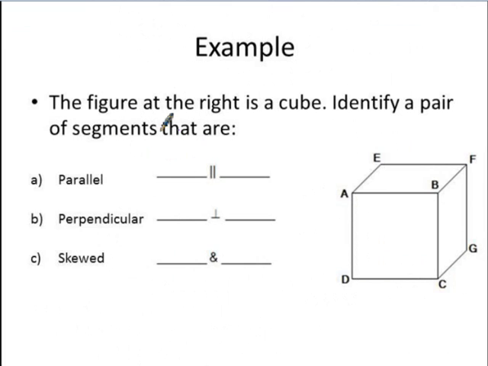All right, let's take a look. The figure at the right is a cube. Identify a pair of segments that are parallel. There are lots, guys. Let's just pick one. Good, I like that answer. AD is parallel to BC. Perpendicular: how about AD and AB are perpendicular? And these are segments, so let me put my segment notation up here. And then skew, that might be a little bit harder. AB is skew to CG. See if you can name your own set and check them with me, and I'll let you know if they're correct.